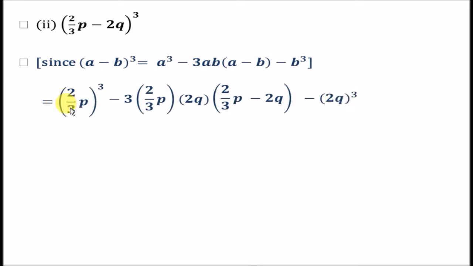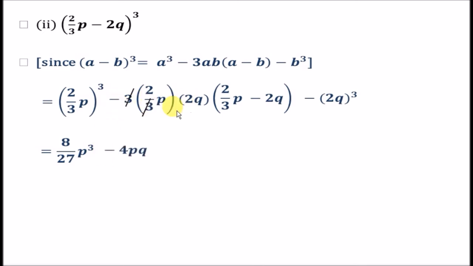Now the 3 here can be cancelled. 3 ones are 3, 3 ones are 3. It has got simplified further. Now let's compute. 2 2s are 4, 4 2s are 8, and 3 3s are 9, 9 3s are 27. So 8/27 p³. p is a variable, so the cube will remain for p.